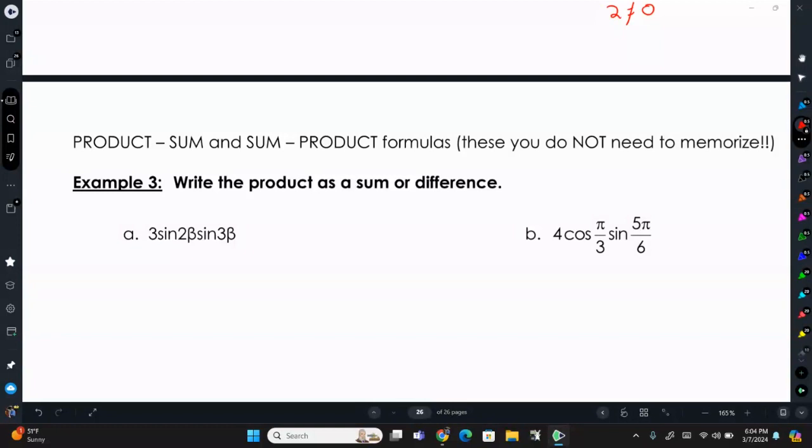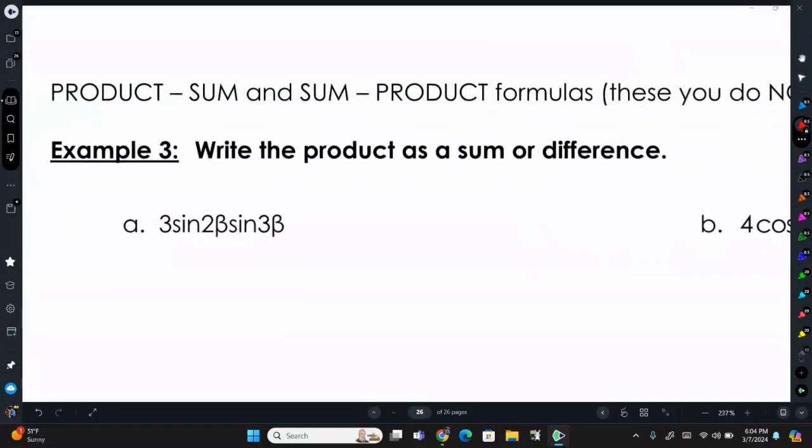We're going to use the product sum and sum product formulas from our sheet, formulas numbers 43 through 50. So it says write the product as a sum or difference. So I have two trig functions being multiplied, and the angles are different. So that means that it's going to use one of these formulas.